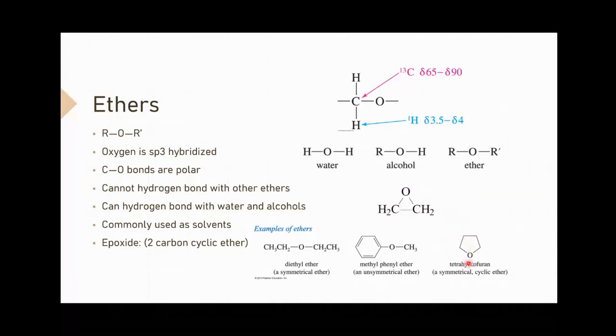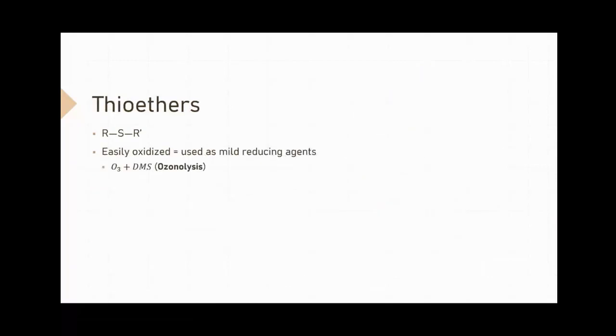There are other ones like it, like tetrahydrofuran, but usually this chapter is going to be focused on ethers and epoxides specifically. On the other hand, you have thioethers, which is kind of the same thing as ethers, but instead of an oxygen, it's a sulfur. You see this in ozonolysis, also like DMS. That's dimethyl sulfide. It's used as a reducing agent.